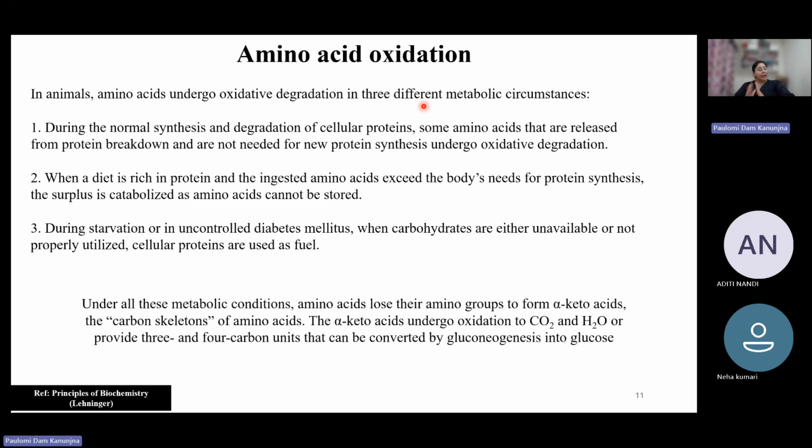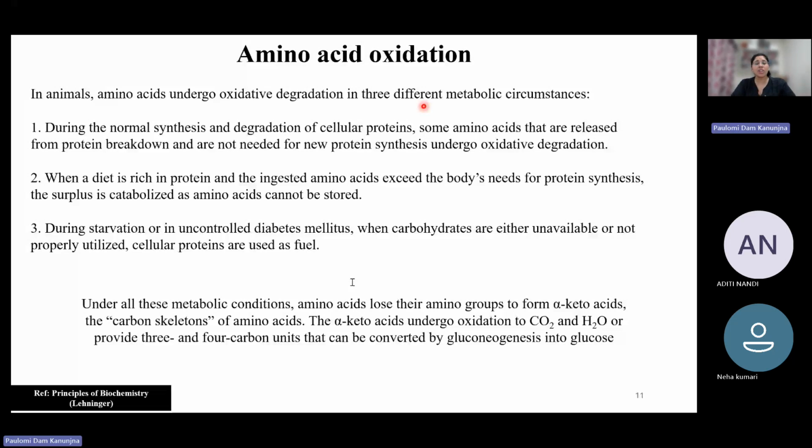Okay, so amino acids are basically oxidized in cells. Unlike, so we did the opposite, right? When we were looking into the production of amino acids, we were looking into reduction steps, right? But here we will be looking into the oxidation steps, right?